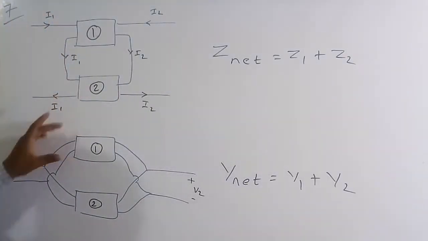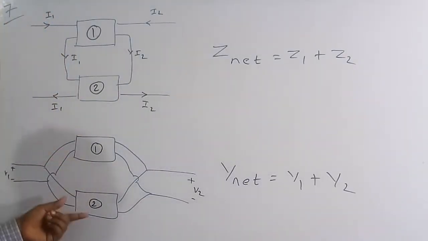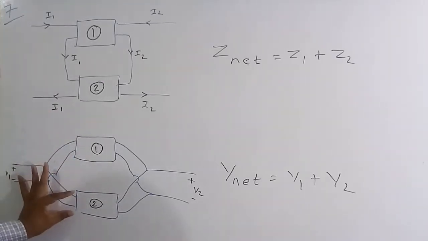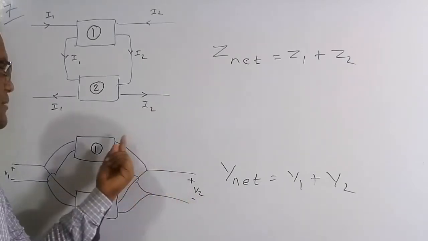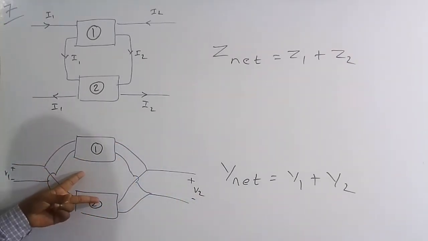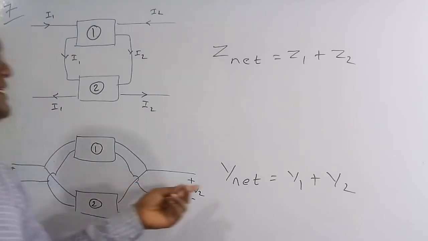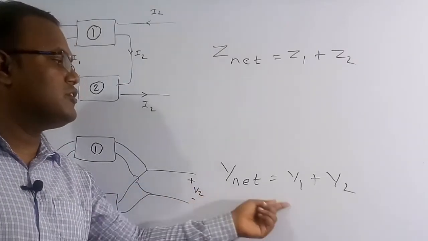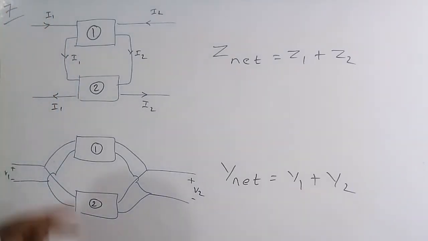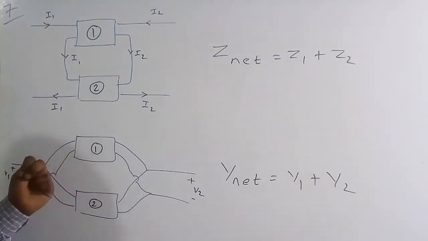Suppose the two-port networks are connected in parallel, meaning the voltage across this one is the same, and similarly the voltage V2 is the same across this and this. Therefore we can say these two-port networks are connected in parallel, then the net admittance will be equal to the summation of each individual admittance. This is for when the two-port networks are connected in parallel fashion.